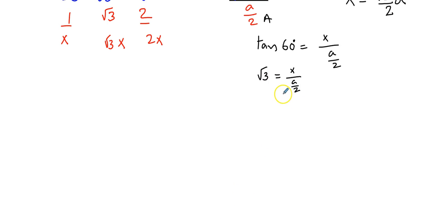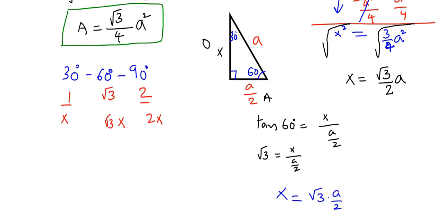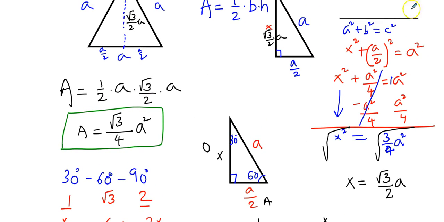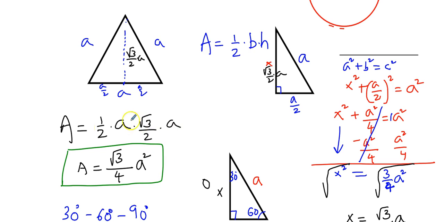Now doing this multiplication, or solving it for x, you get x is equal to root 3 times A over 2, or numerically, root 3 over 2 times A. That is the same height we have in the first and second methods. So follow any of these three processes, either the Pythagorean theorem, or the special right triangle, or trigonometry, find the height, and after finding the height we got this area of an equilateral triangle.